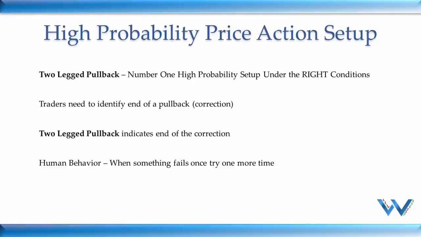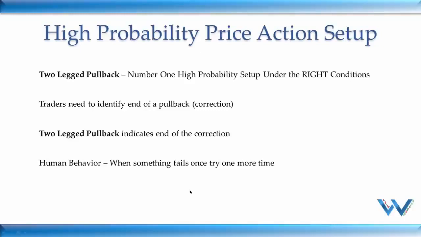As price action traders, we can identify when the correction is over just by counting bars, just by looking at the proper pattern. Now, two-legged pullback is a number one high probability setup if it forms under the right conditions. We're going to talk about what those right conditions are. Two-legged pullback helps us to identify when the correction is over and when the push phase can potentially begin.